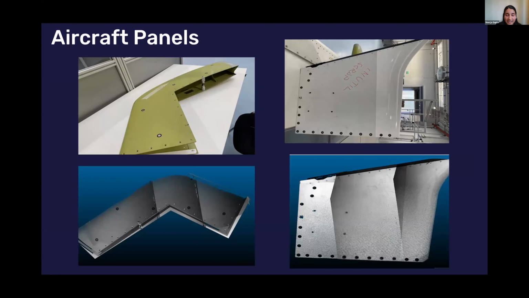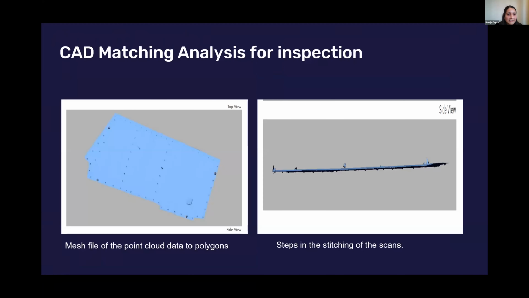So we scanned aircraft panels as well. On the left, it's the tip of the aircraft wing. And on the right, it's the left panel, one of the panels on the aircraft wing. And these are the assembled clouds. And this is the corresponding mesh file from the point cloud data that we created. And you can see on the right-hand side, the side view of the mesh file and the stitching accuracy, which is pretty good. So far, we are able to get an accuracy of 0.2 to 0.3 mm.